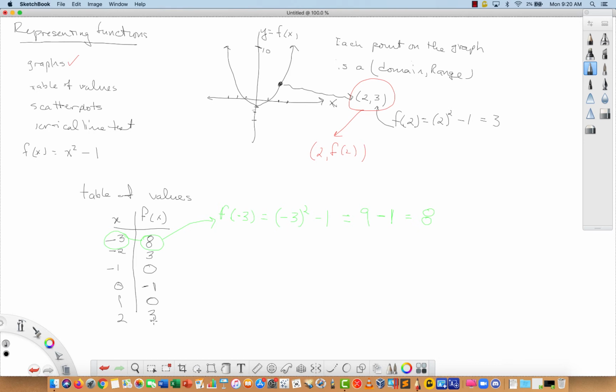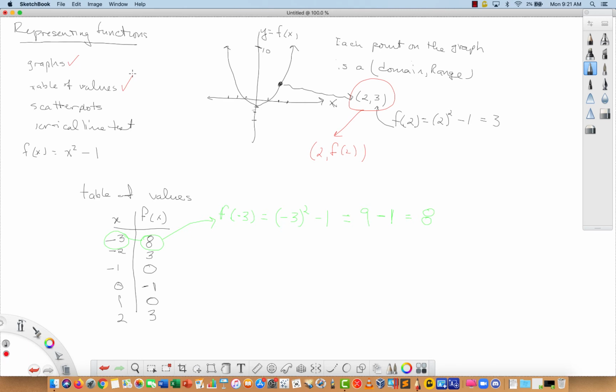Oftentimes we create a table of values before we plot a graph to kind of have an idea of what that graph might look like. So plotting points tends to help us figure out what the graph would look like, and the graph helps us understand things. So a table of values is exactly that. It's just a list of some selected x values along with the calculated f of x values.